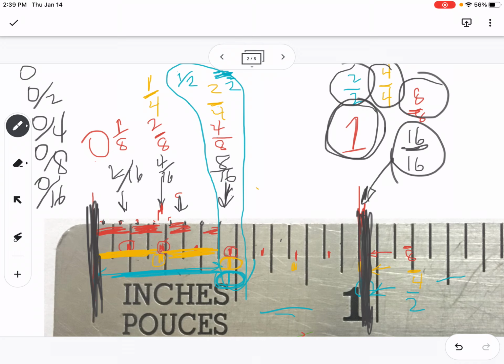But this is one way of looking at a ruler. The longer the line, the more names it has. The shorter the line, the fewer names it has.